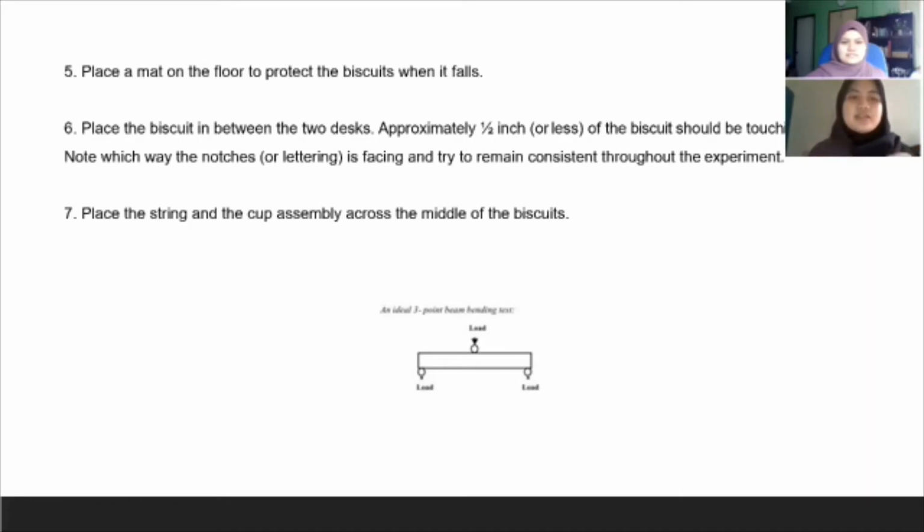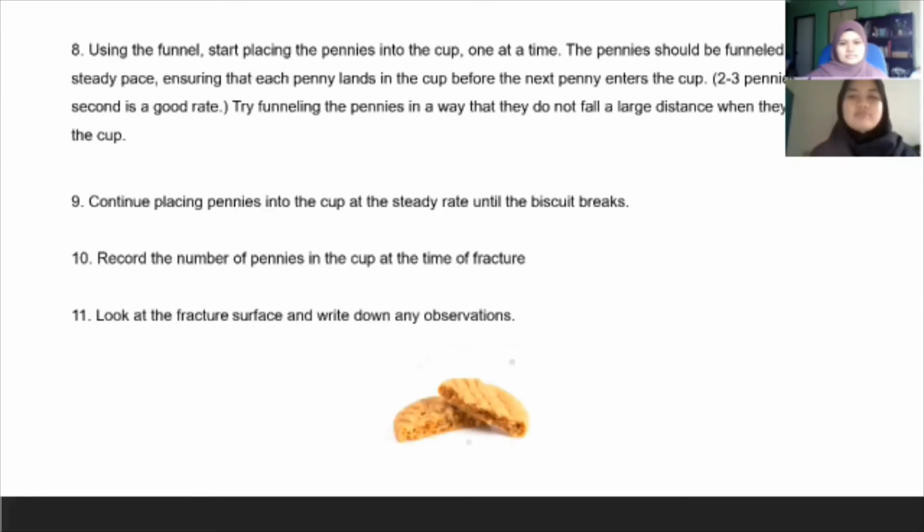Number 6, place the biscuit between the two desks, approximately half an inch or less of the biscuit should be touching each desk. Note which way the notch is facing and try to remain consistent throughout the experiment. Number 7, place the string and cup assembly across the middle of the biscuit.